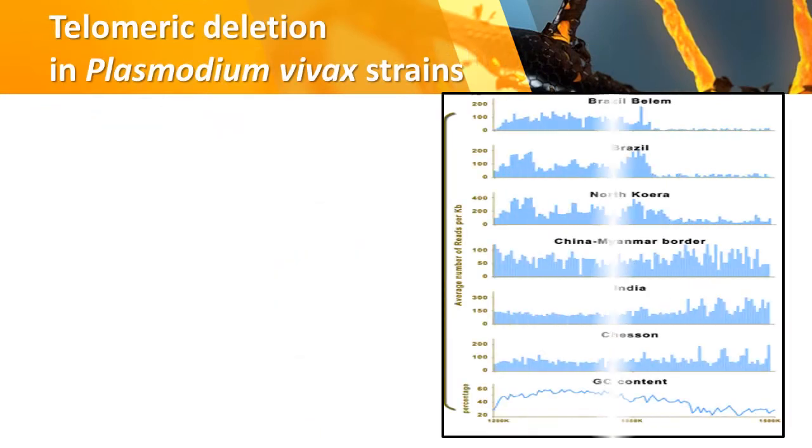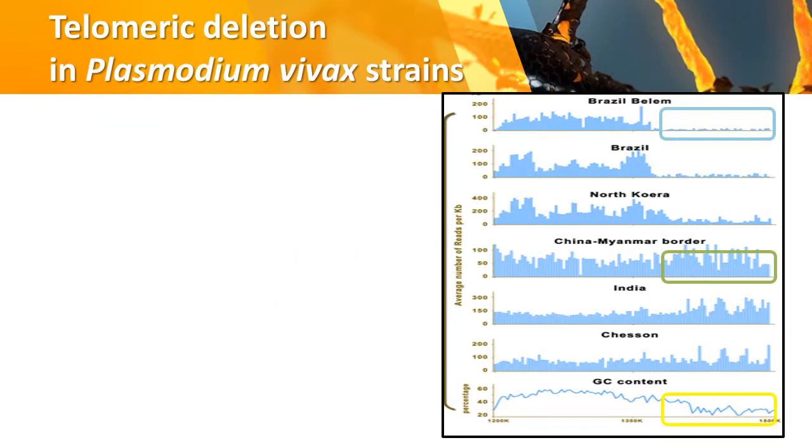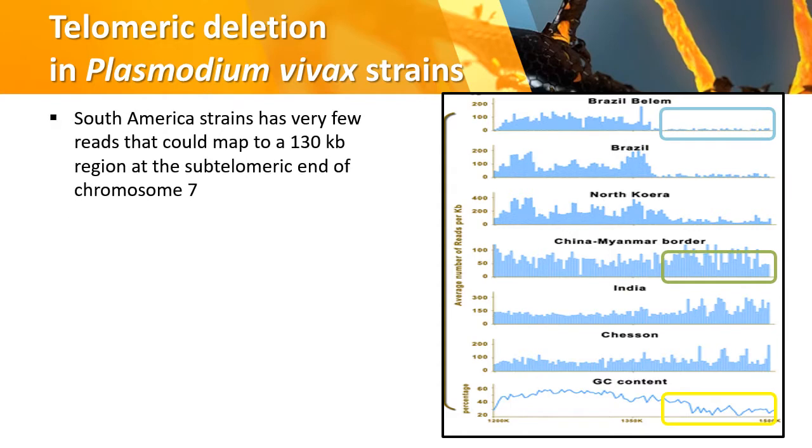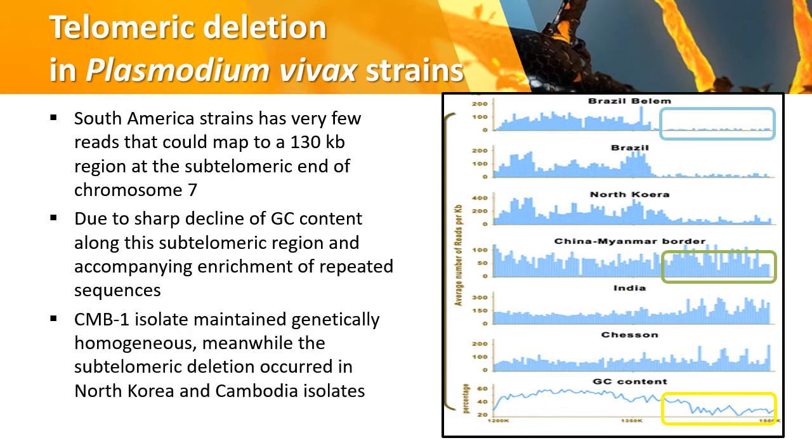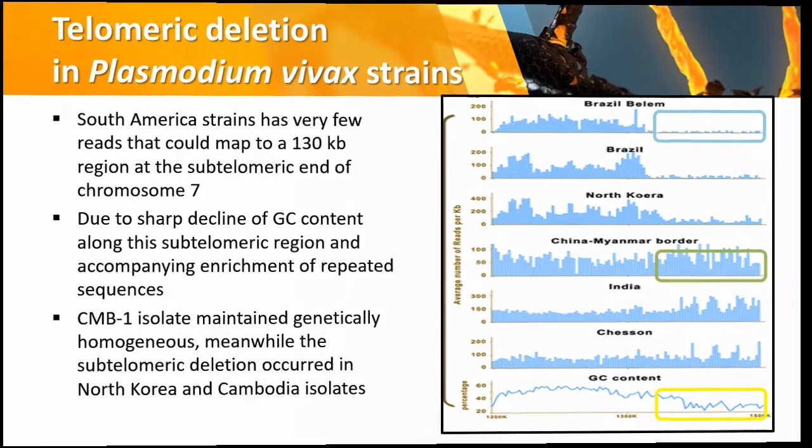Telomeric deletion in Plasmodium vivax strains. The South America strain has very few reads that could map to a 130 kilobase region at the subtelomeric end of chromosome 7, due to a sharp decline of GC content along this subtelomeric region and accompanying enrichment of repeated sequence. The CMB1 isolate remains genetically homogeneous in this region. Meanwhile, the subtelomeric deletion occurs in North Korea and Cambodia isolates.